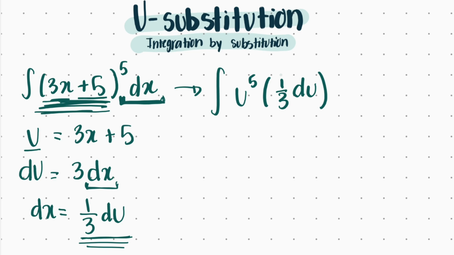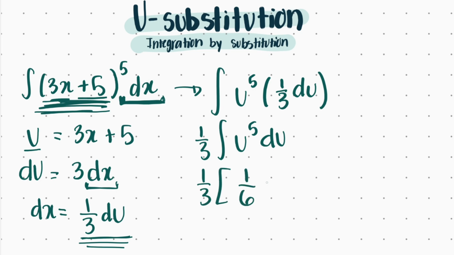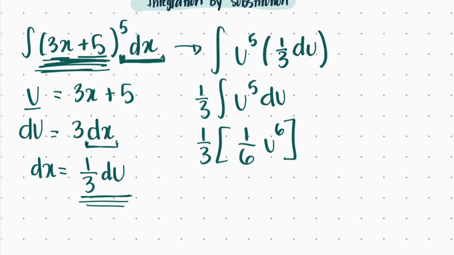Of course, we can take this 1/3 out because it is a constant. 1/3 integration of u to the power of 5 du. And this is so much simpler. We just know that the integration of u to the power of 5 du is simply 1/6 u to the power of 6. And now, since we have this, we just solve the integral. That's why the integral is gone.